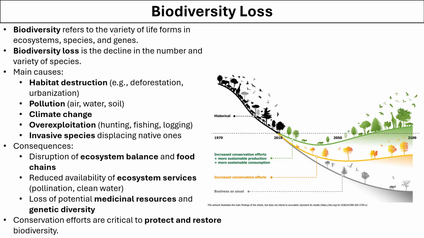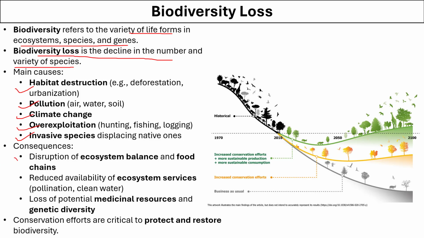Biodiversity refers to the variety of different living organisms in an ecosystem that contributes to the different species and genes of an area. Now, biodiversity loss is the decline of number and variety of species. The main causes are destruction of the habitat, pollution, climate change, overexploitation such as hunting, fishing, logging, and invasion of species which are not native to that area.